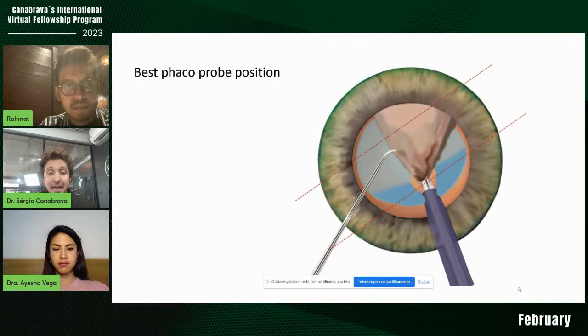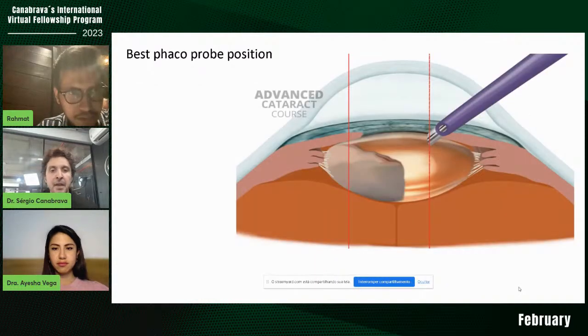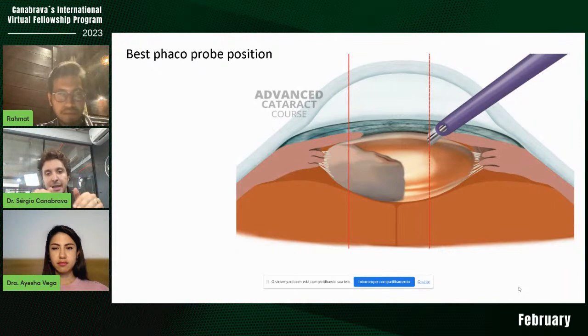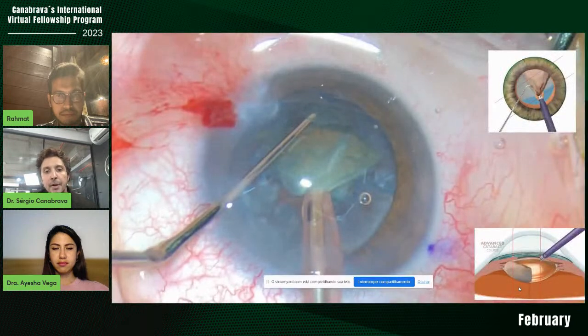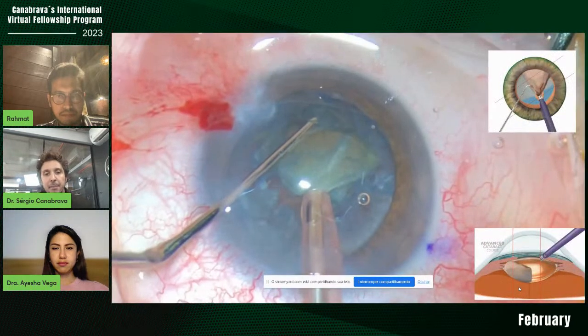If your parameters stay good, everything comes to your tip, okay? So here, the best position, it's another important point. Your probe needs to be directly to the bag because the BSS goes in the bag and avoids surge, okay?